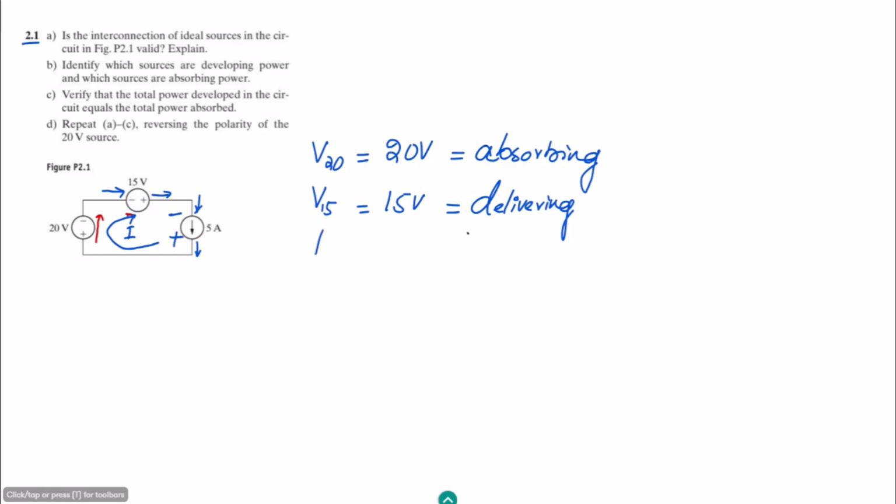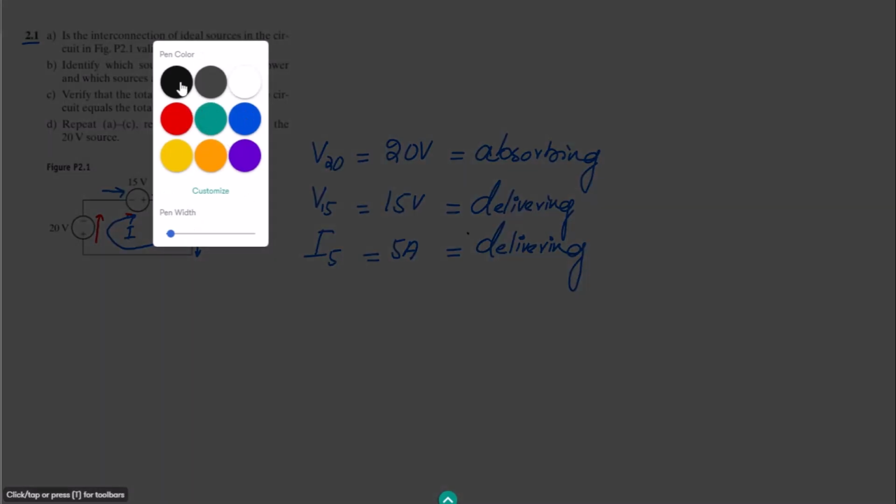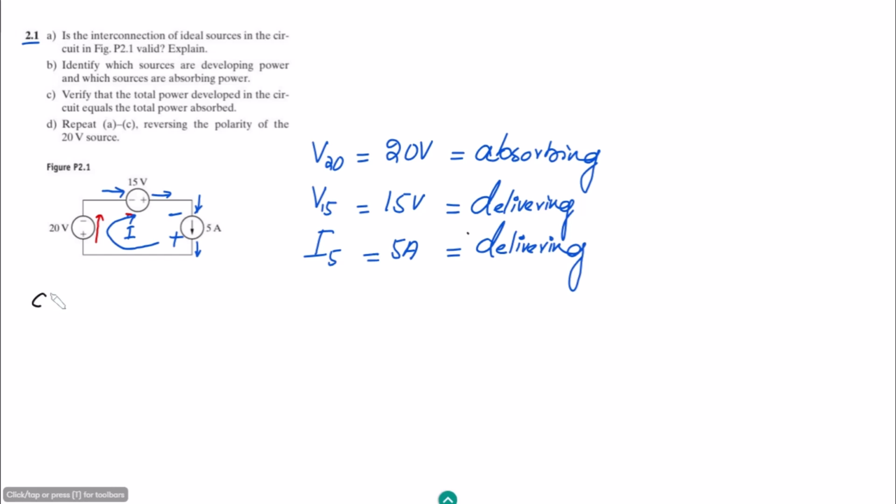So therefore this 5 amperes is the 5 ampere source, and this is also the developing or delivering source. Okay, all of them are the sources. So these three are explained here. Part C of it is: verify that the total power developed in the circuit equals the total power absorbed. Okay, so let me solve it, and this is part C.